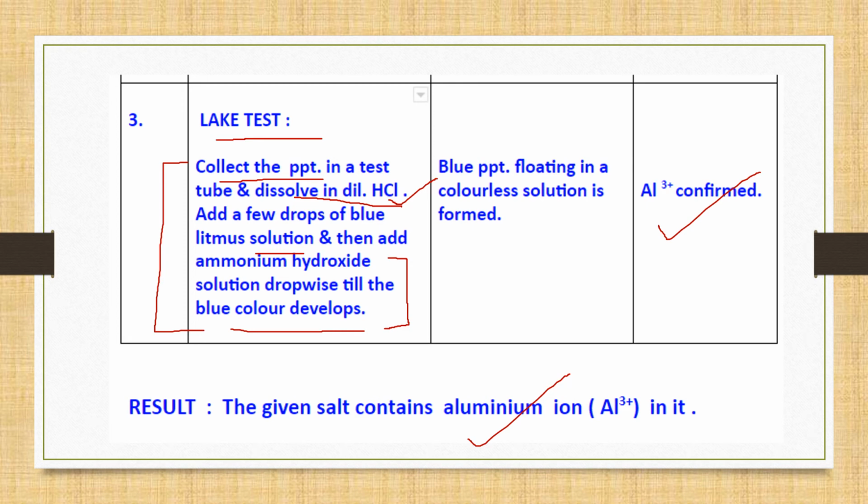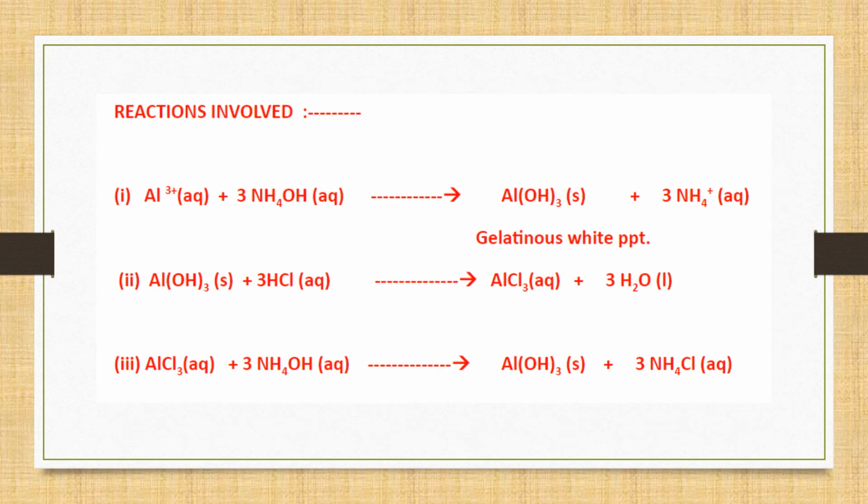The most important takeaway from here. These are the reactions involved. First, Al3+ aqueous solution we started with, and we added NH4OH in the presence of NH4Cl, and you'll get a gelatinous white precipitate. Once you dissolve that gelatinous white precipitate in HCl, you'll get AlCl3.